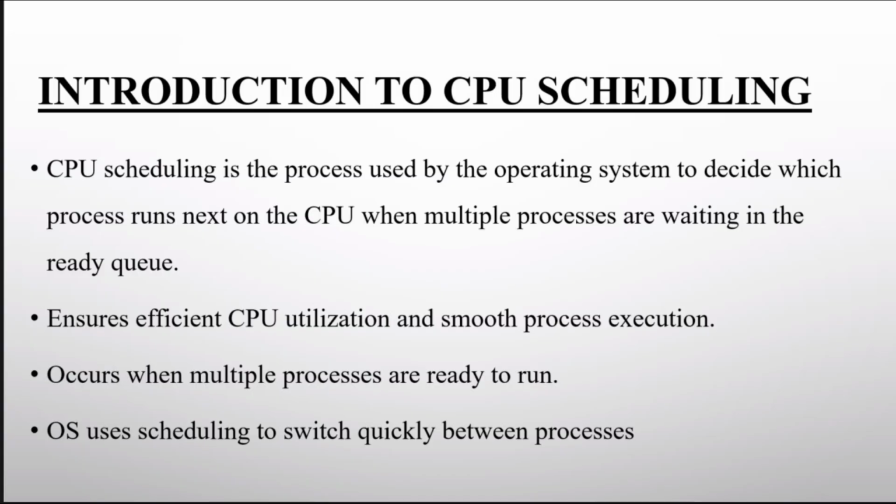Introduction to CPU scheduling. Scheduling is a process in the operating system that decides which process should run on the CPU at a given time. When many processes are waiting, the operating system chooses the next one based on a scheduling algorithm. The goal is to use the CPU efficiently, reduce waiting time, and make the system work smoothly. The operating system uses scheduling to switch quickly between processes.